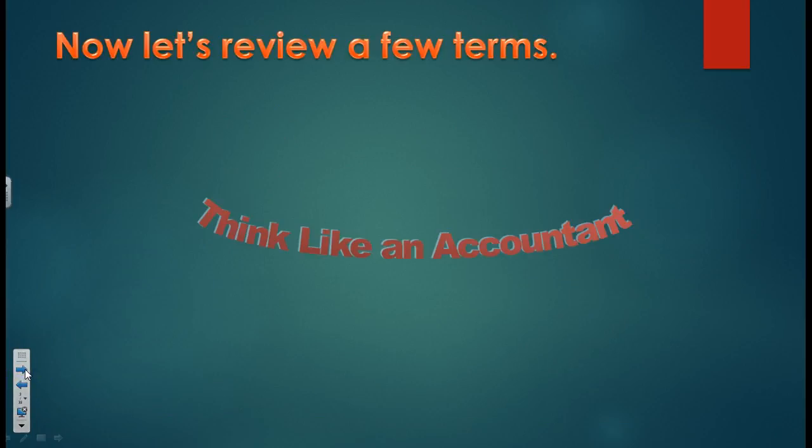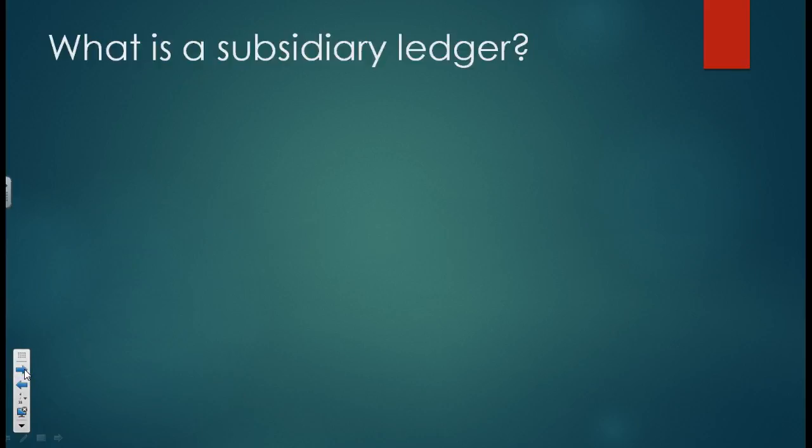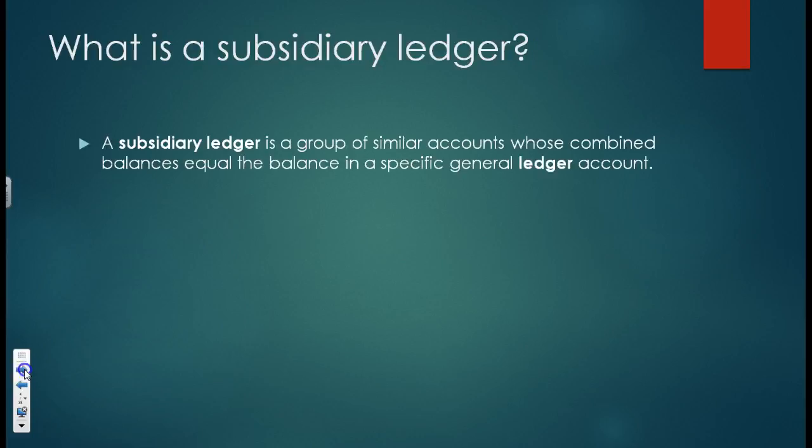So let's review a few terms. Put your thinking cap on. We're going to think like an accountant. What is a subsidiary ledger? Yes, a subsidiary ledger is a group of similar accounts whose combined balances equal the balance in a specific general ledger account. Now you know what next question I'm going to ask. Other than, I forgot to say this, it's often referred to as a subledger in accounting.